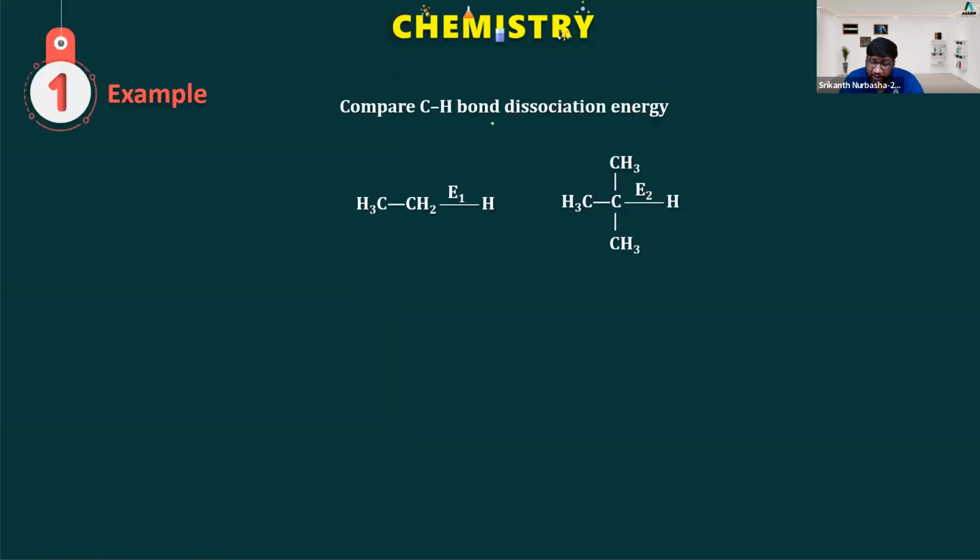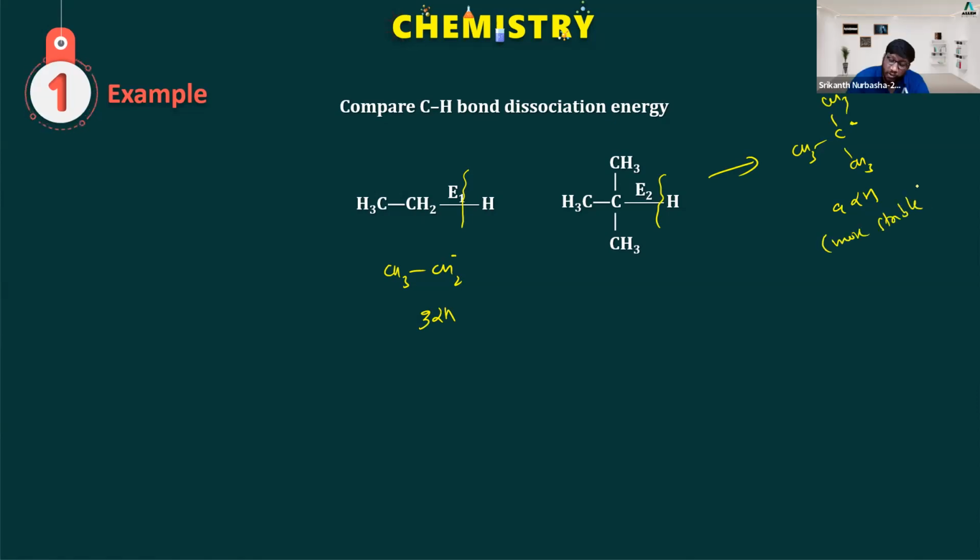Try to compare the CH bond dissociation energy here. If this CH bond breaks, you will get CH3, CH2 dot. If this CH bond breaks, you will get CH3, C, CH3, CH3 dot. So it has 9 alpha hydrogens, and this has 3 alpha hydrogens. Which is more stable?